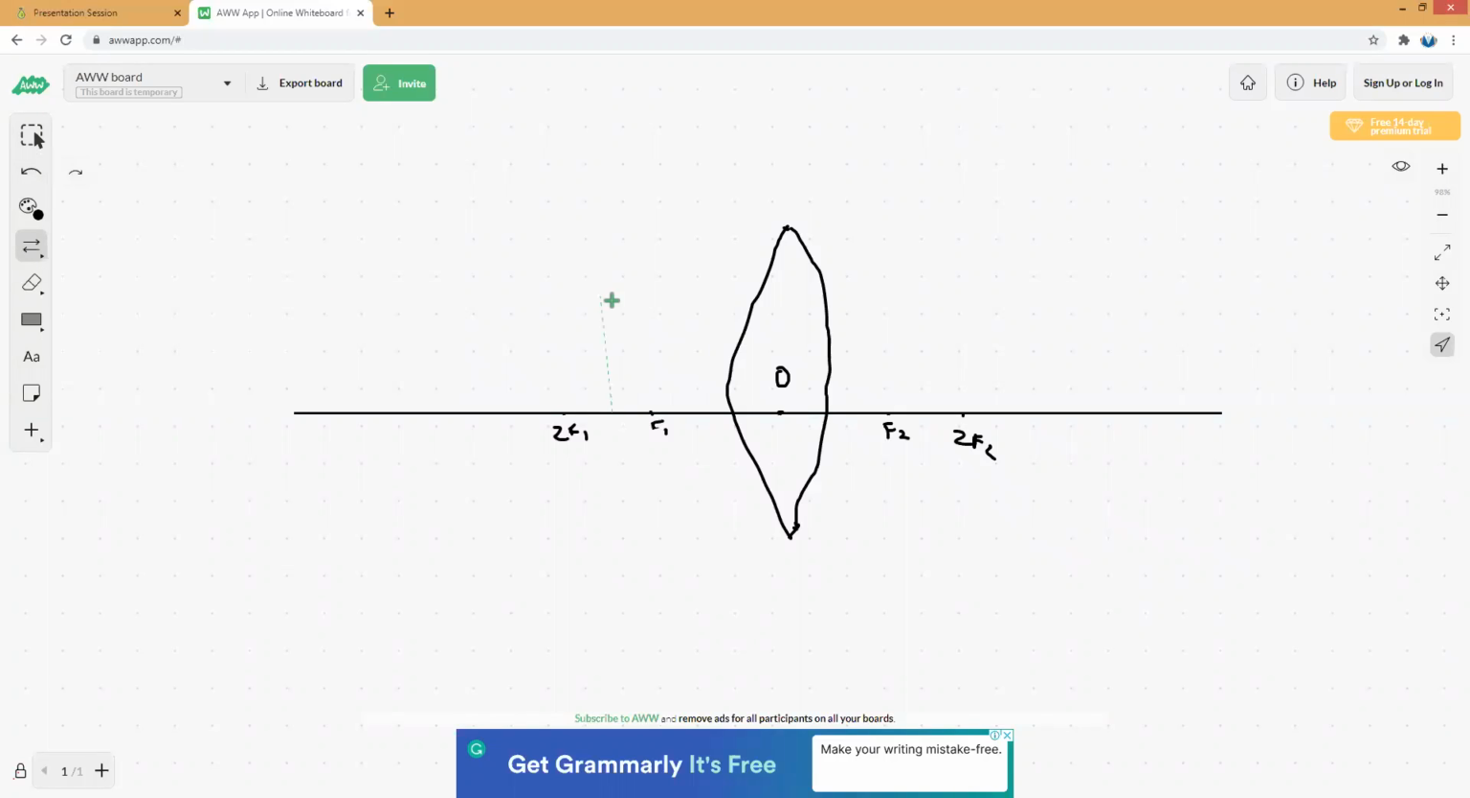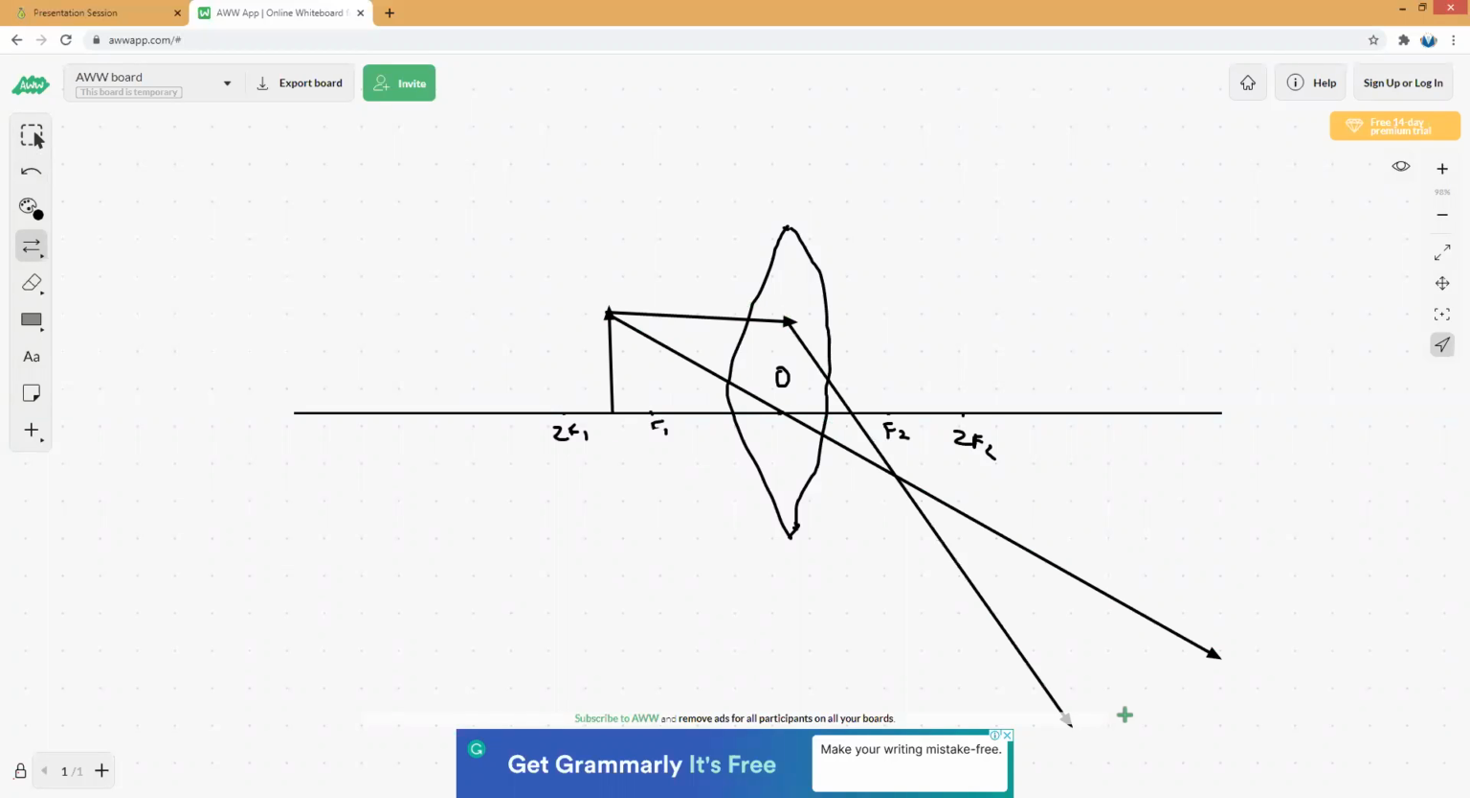Yeah, 2F1, 2F2. You should be observing that I'm using the same rule again and again: the ray that passes through the optical center, and the one that passes through the focus. Does anyone have any doubt here? Any doubt? That's basically it.